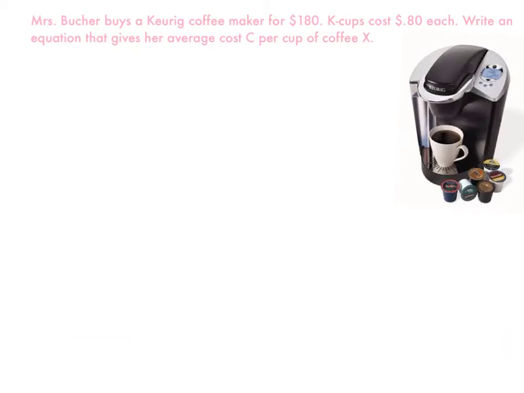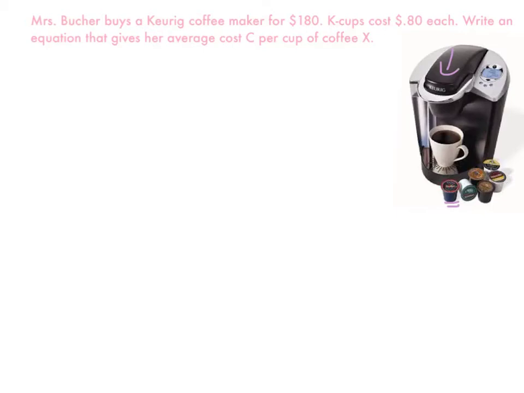Alright, last example. Mrs. Bucher buys a Keurig coffee maker for $180. And here's a picture of the one I have at home. K-cups cost 80 cents each. A K-cup is these little cups here. They're like little pods of coffee, and you just pop one in right there, and it makes you a cup of coffee. And then all you have to do to clean up is throw it away. It's fabulous. Alright, anyway, write an equation that gives her average cost C per cup of coffee X.